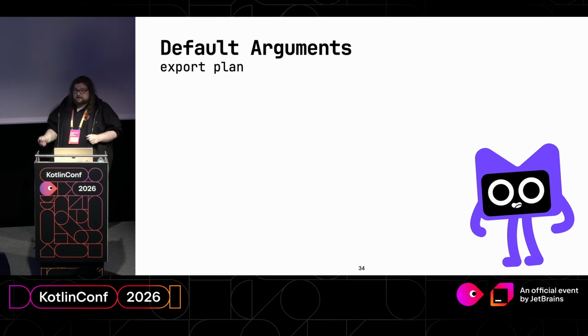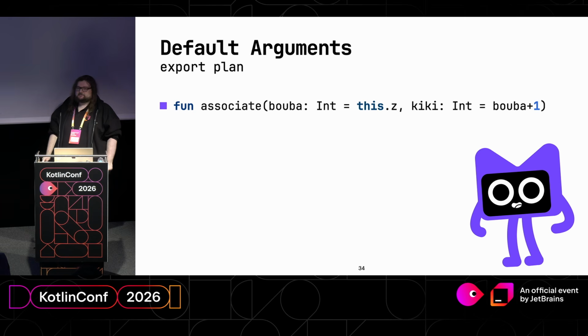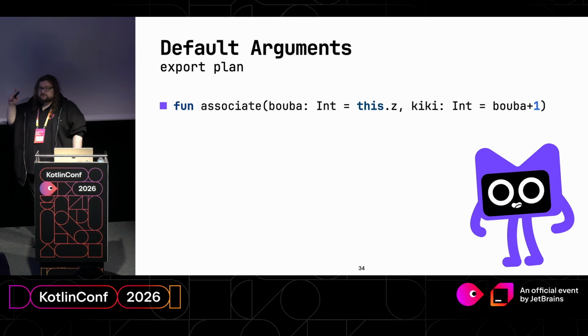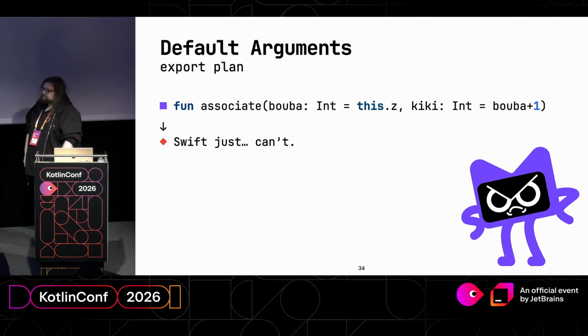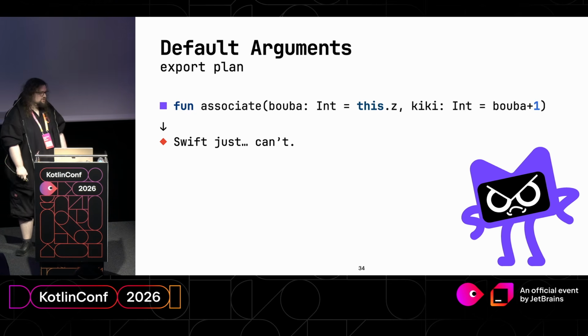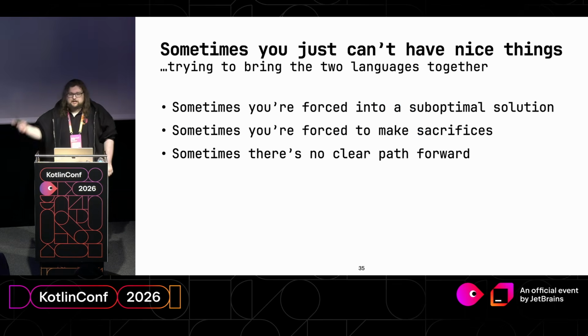Except Kotlin has this nifty little feature. You can actually reference this and preceding arguments from default argument expressions. And in Swift, you just can't. So yeah, sometimes you just can't have nice things.